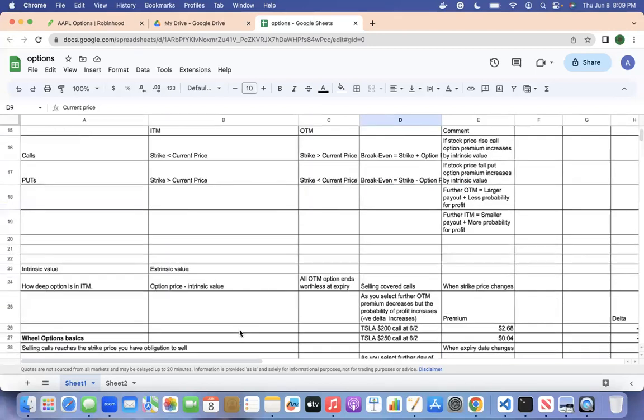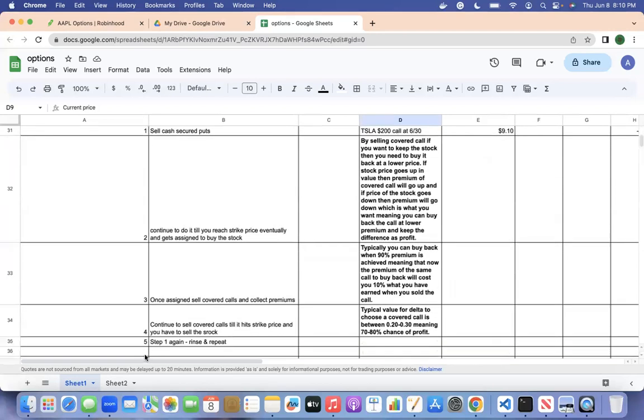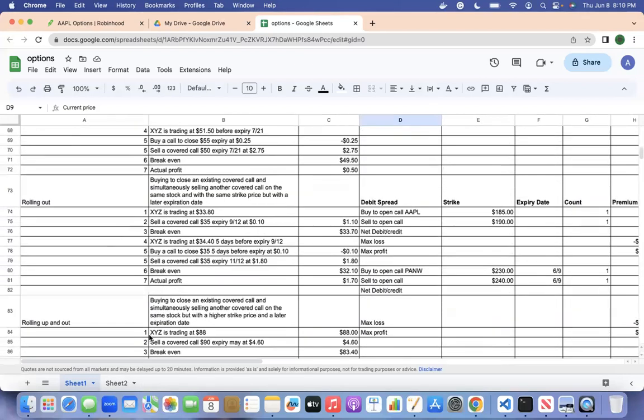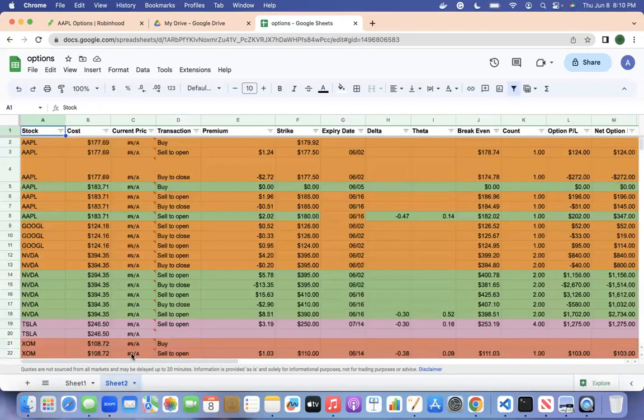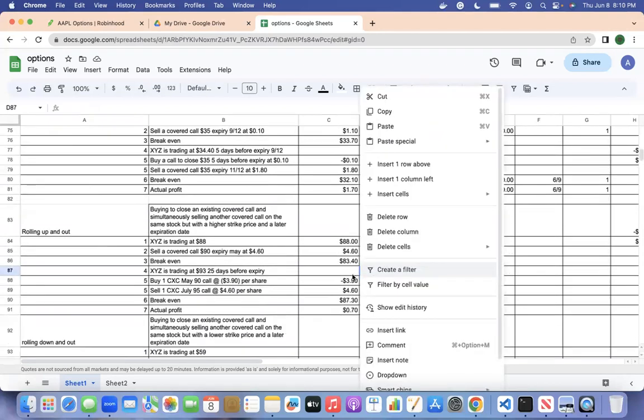So let's see that transaction, right? So let's go to this section where I have some of this transaction written.